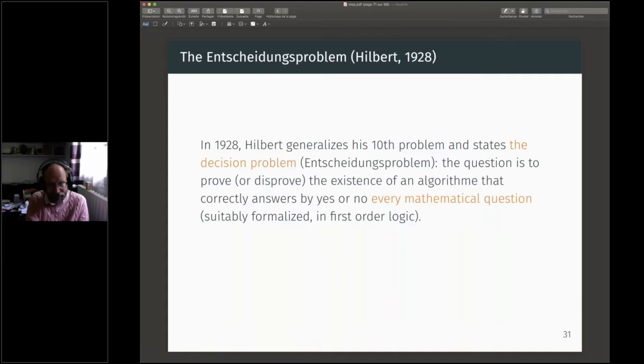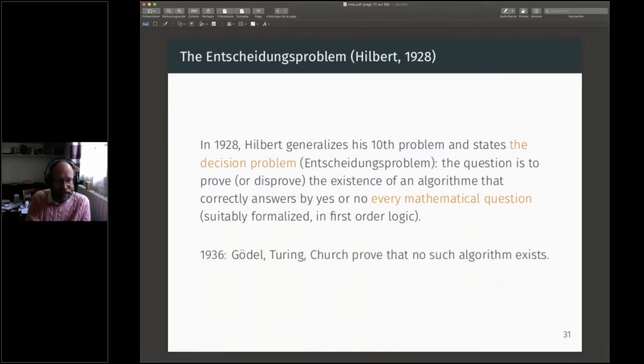They are not very efficient, and subsequently in the 20th century people invented efficient algorithms, but the question was already to have an algorithm. And in 1936, Gödel, Turing, and Church proved almost simultaneously, within a few years, that no such algorithm exists. I keep the three names because all three papers by Gödel, Turing, and Church are written in different fields.